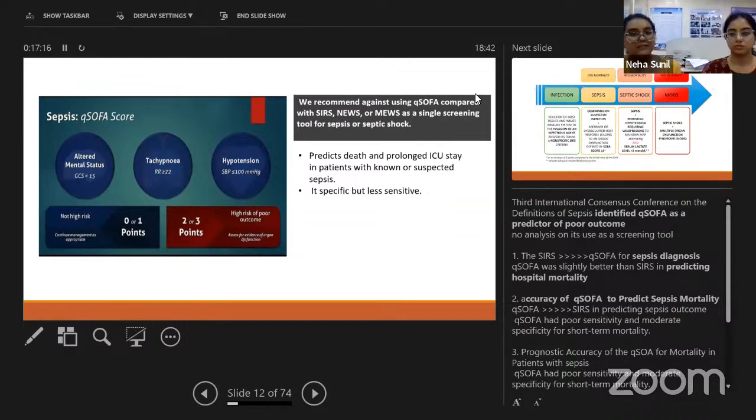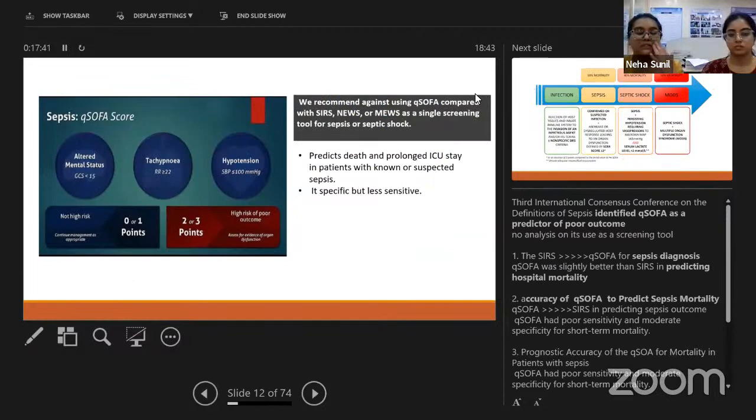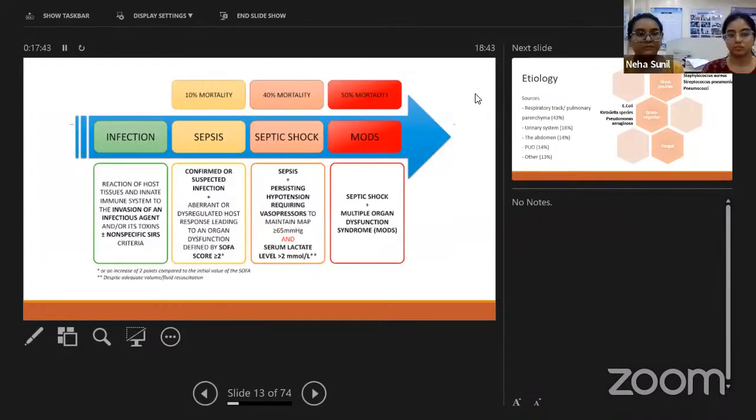The latest guidelines recommend against using the quick SOFA compared to SIRS as a single screening tool for sepsis or septic shock. However, it can still be used as a predictor of poor outcome, but the clinician should have in mind that for predicting mortality, quick SOFA has low sensitivity and moderate specificity. So it should also always be used as an adjunct to other scores.